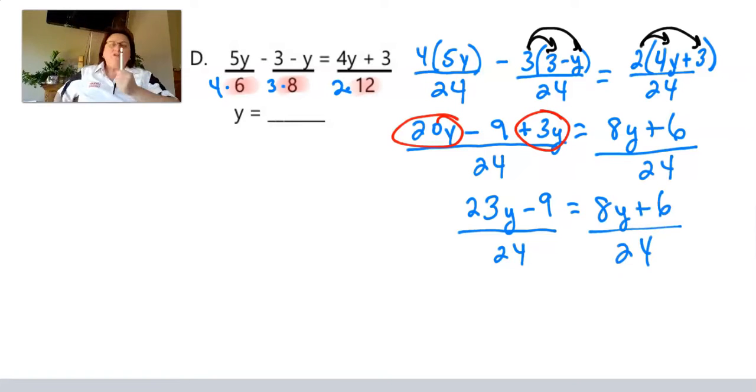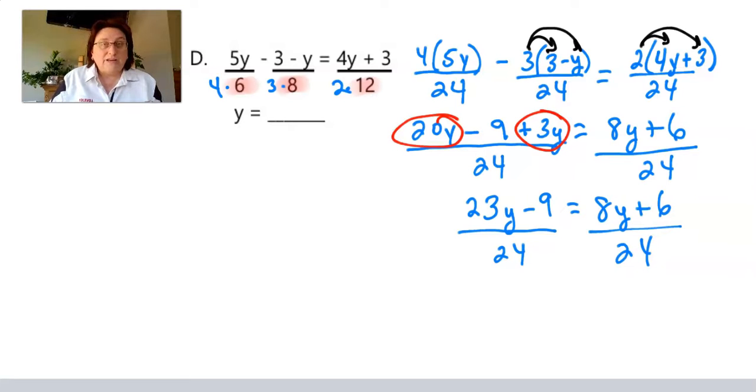Now, do you guys remember when I said last time that whenever we have two fractions equal to each other, there's a method that we can use in order to solve this? Anybody remember what that method is?